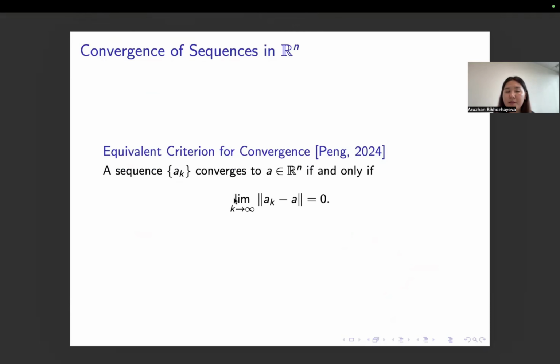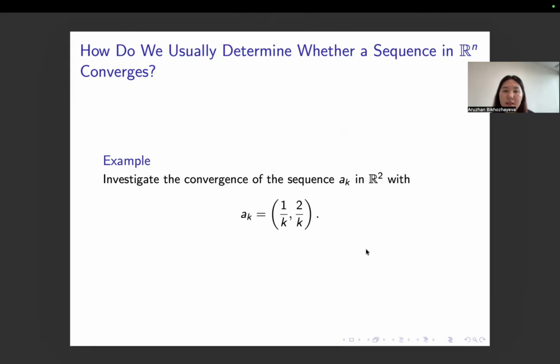Instead of using the epsilon definition directly, we simply compute the norm of the difference between given vectors. So if the norm approaches 0 as k goes to infinity, then the sequence converges to A. And this criterion is mathematically equivalent to the previous definition, and it is usually much easier to apply when solving some practical problems. Now let's see how convergence is usually checked.